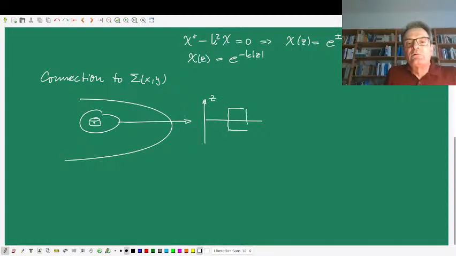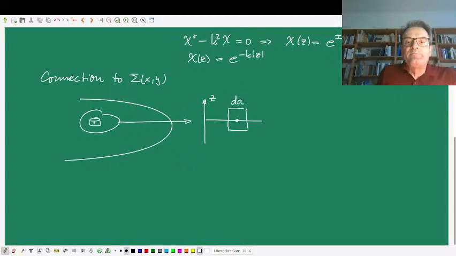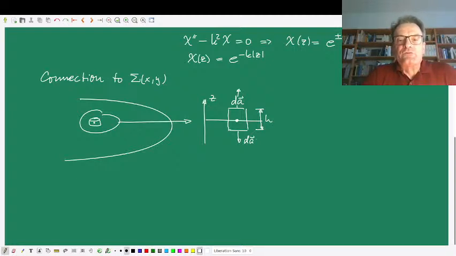now I have enclosed my point of interest by this little cylindrical box. So it has an area dA, and this area is oriented along the z-axis on top, and it's oriented against the z-axis below. Right, because we have to take the exterior surface normal here, and it has a height h, like that, which I can shrink to 0 in the argument that is following.